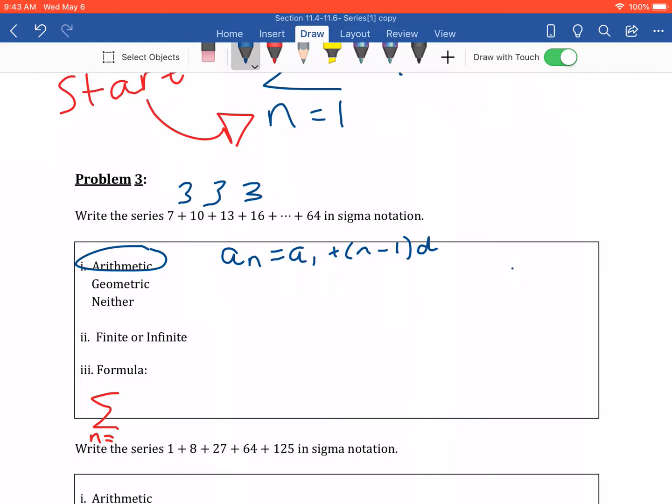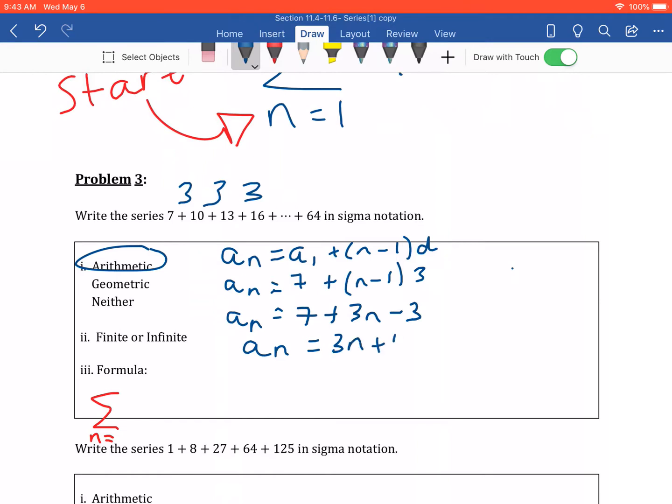Once we look at that, we can see that we don't know a sub n to find our equation. But we do know a sub 1 is 7. That's our first value. We do not know n yet, but we do know d is going to be 3 based on the pattern. We're going to go ahead and simplify to get that equation to put into our sigma notation. Our last step of simplifying: a sub n equals 3n plus 4. Then we're going to write next to our sigma notation formula, 3n plus 4, that is our equation.